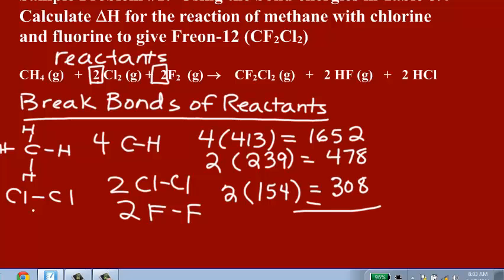We're just going to add those together, the sigma. It's the sum of all the bonds that have to be broken. 2438. Okay? Those are our bonds that have to be broken. In other words, to break down all the reactants, we have to put in that much energy. It's a lot of energy. All right. Now, let's list the energy that's released when the bonds are formed.